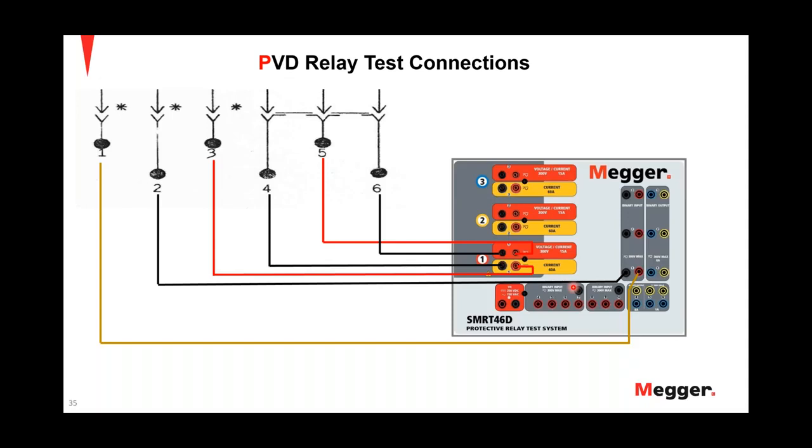So I'm using SMRT46D test equipment today to perform this test. And as you can see, I have my current channel 1 connected to 3 and 4, which actually injects the currents to the 87H unit. And I have my voltage channel 1 connected to 5 and 6 that actually injects the voltage to the 87L. And I am using the binary input 1 in my case to connect 1 and 2 to monitor the trip contacts, right? Of course, you can use any of these binary inputs. I've just chosen the first binary input in my case.